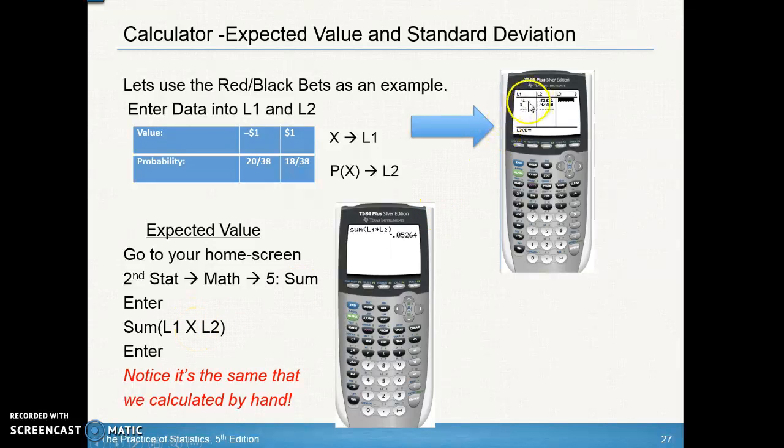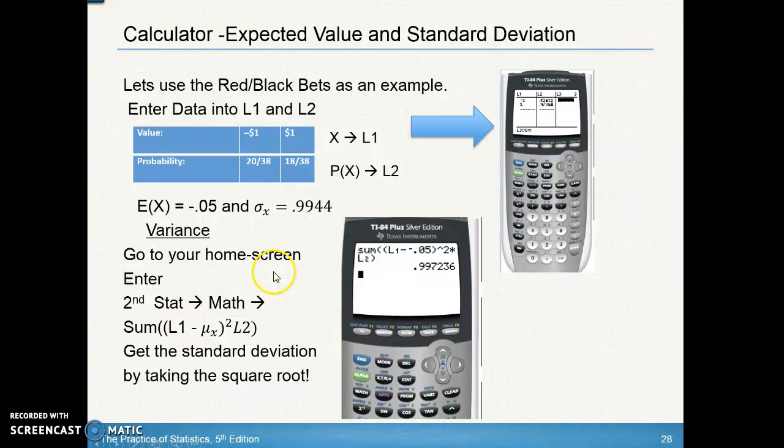So think about that. That's basically saying L1 times L2, L1 times L2, and adding those together. You hit enter and you're going to get the same answer of negative 0.05. The other way to do that is to highlight list 3 and do L1 times L2. That'll give you the multiplication here, and then when you do the sum, you would just sum list 3. This just makes it a little bit shorter, easier to do.